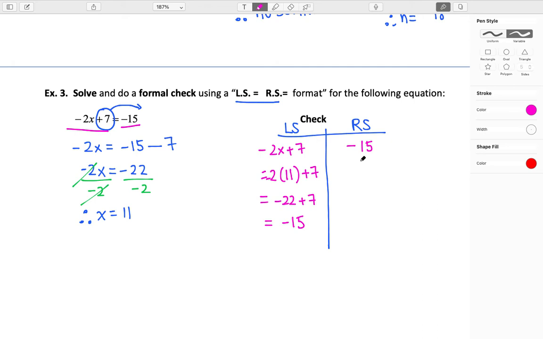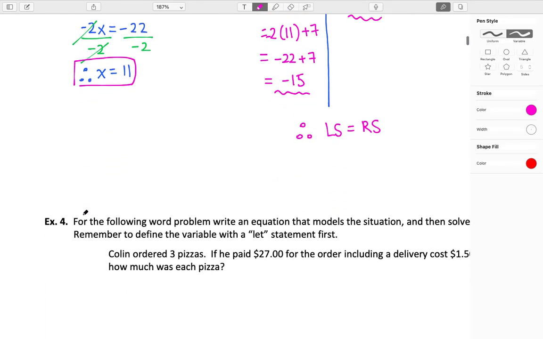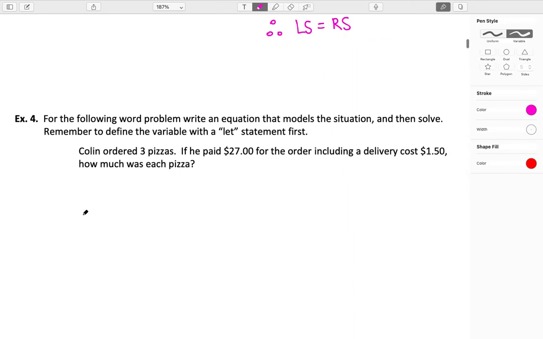Do you notice that left side is exactly the same as the right side? So therefore, you have to say, therefore, left side is equal to right side. So indeed, x is equal to 11. It is a correct solution. Okay, now what about if you are working with a word problem?